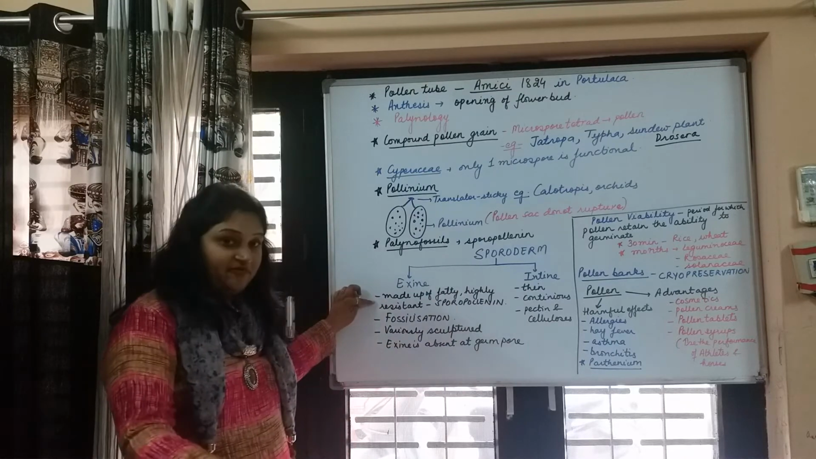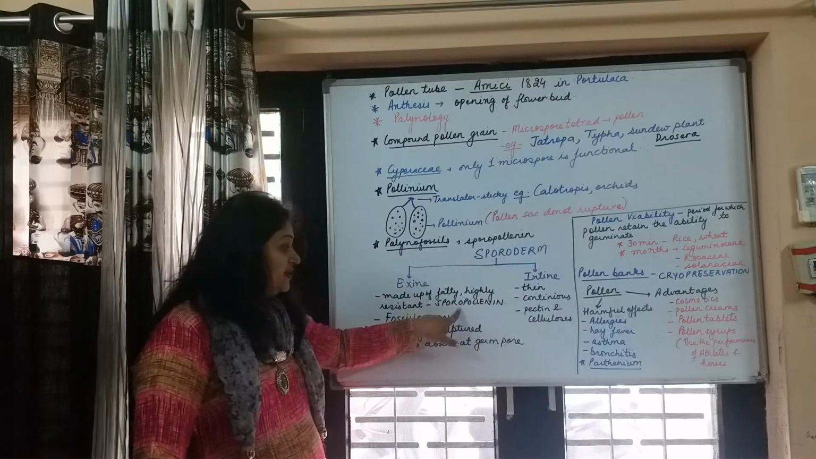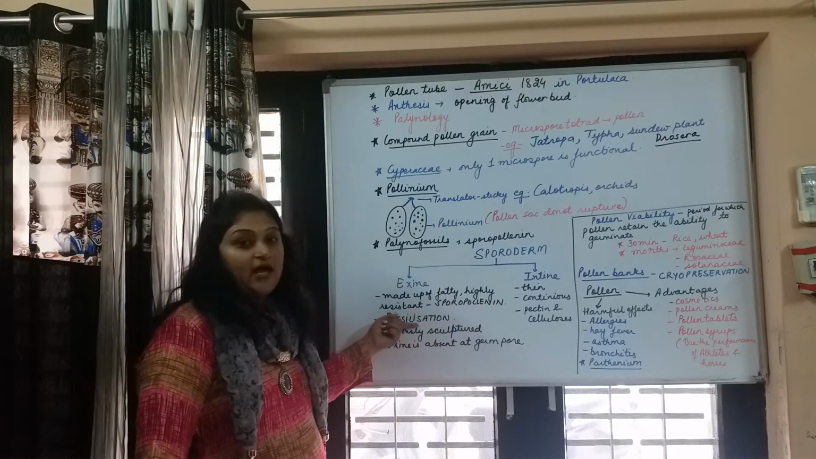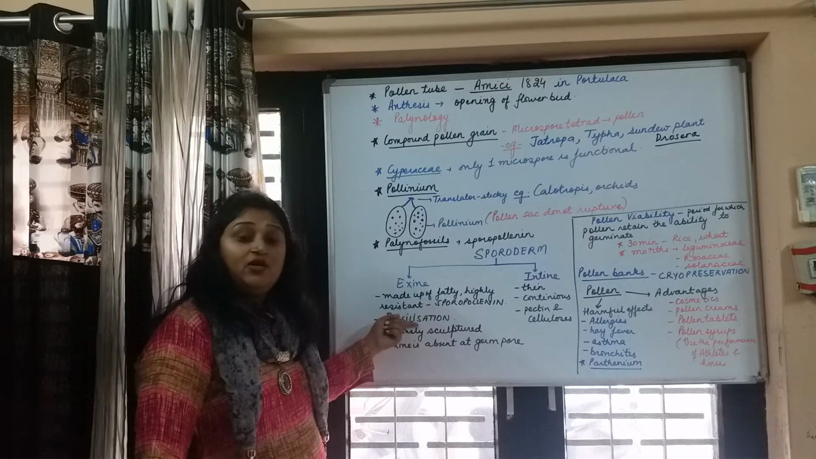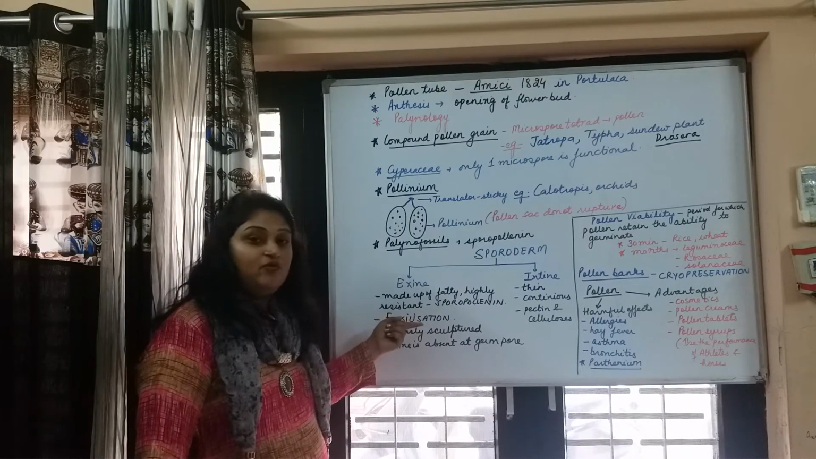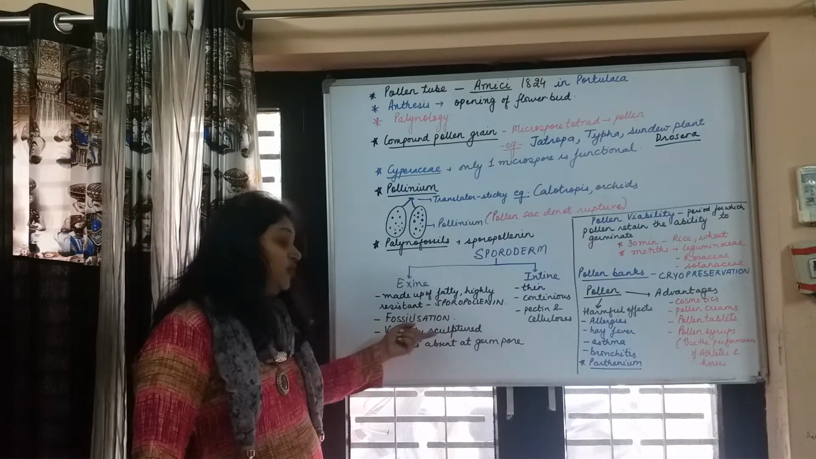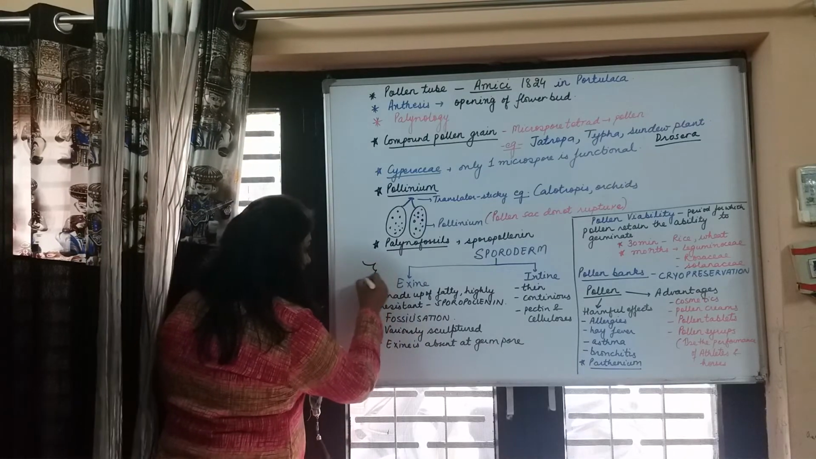Exine is made up of fatty acids and it is highly resistant, and this is called sporopollenin. Fossilization, I already told you that it is the most resistant thing, non-degradable, and therefore these remain as fossils for many years. One more thing, the exine we know is like this.